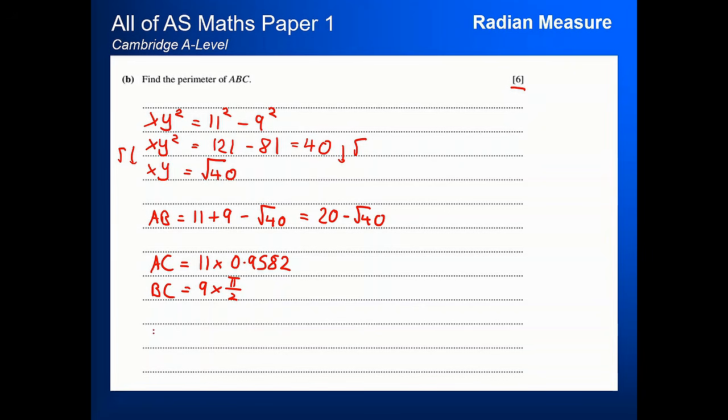And to work out the perimeter, all I need to do is add all these things together. So I need to do 20 minus root 40 plus 11 times 0.9582 plus 9 pi over 2. Only at this point would I actually then reach for my calculator, which I'm going to do now.